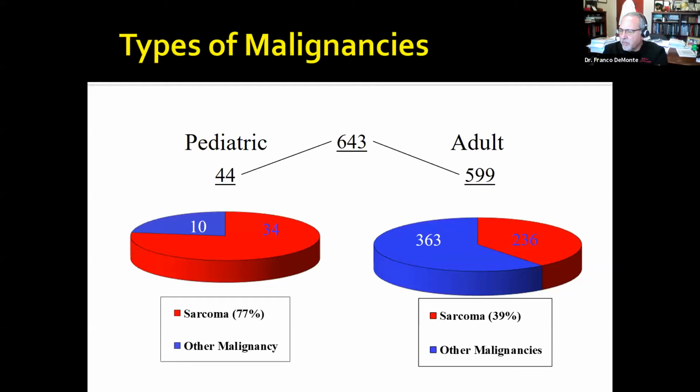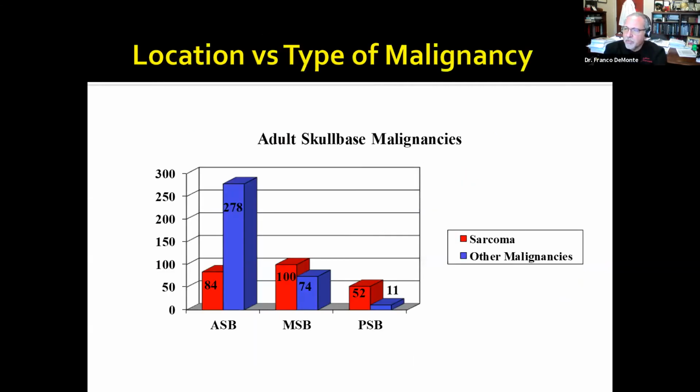In adults, as you can imagine, the primary malignancy is usually based in the sinonasal region and is epithelial in the cell of origin. Whereas in children, the majority of tumors that we see are mesenchymal tumors, specifically the sarcomas. The distribution of these tumors also varies between adults and children.